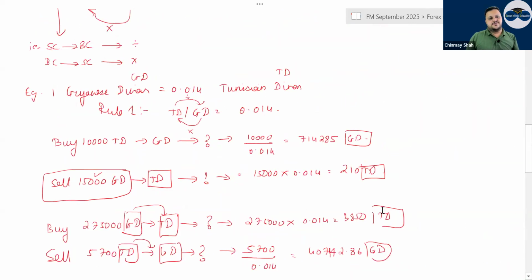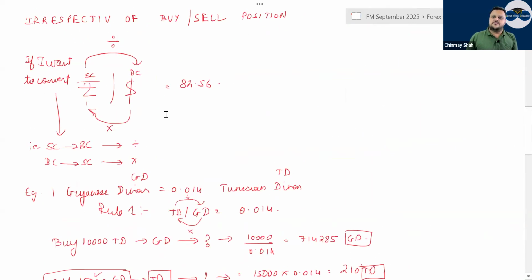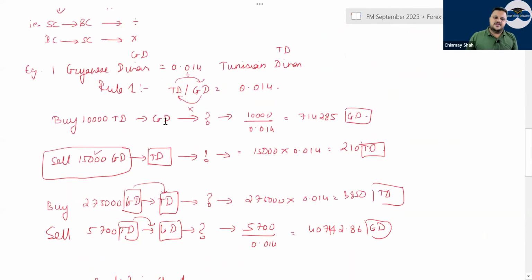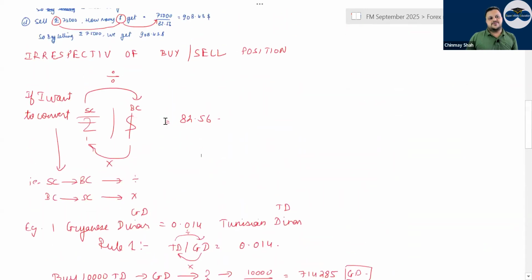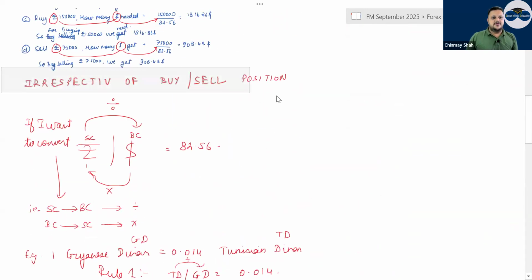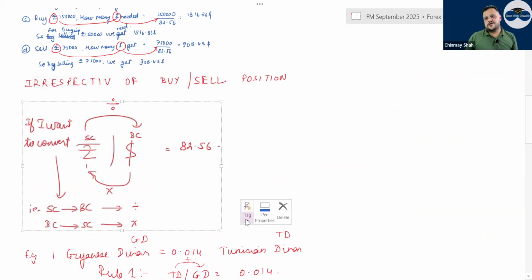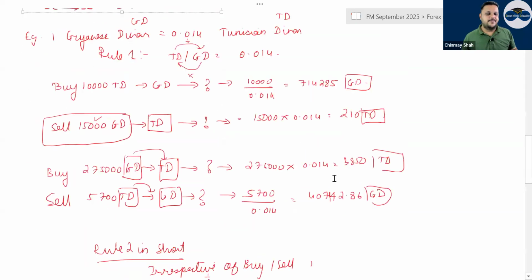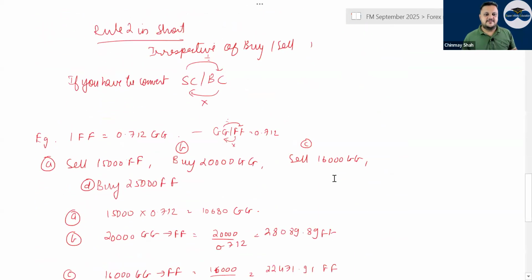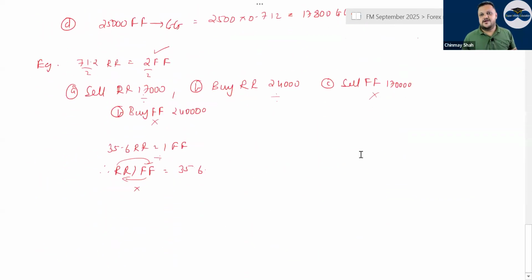So irrespective of whether you are buying the rupee or buying the dollar or selling the rupee or selling the dollar, irrespective of buy or sell position, if I want to convert secondary currency to base currency, divide; base currency to secondary currency, multiply. We have done this part.